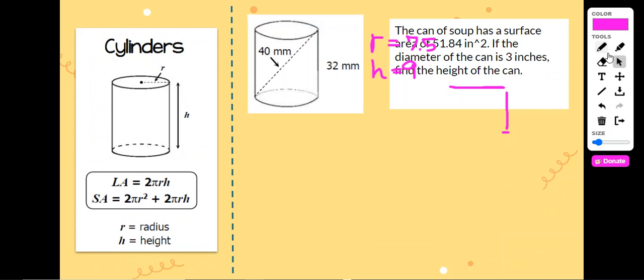Occasionally on a cylinder problem, here are 2 for you to try on your own. They will ask you to use the Pythagorean Theorem to solve for a missing portion. Here, for example, you're going to use the Pythagorean Theorem to find the diameter so that you can get the radius. Go ahead and pause and return when you've completed these 2 problems.